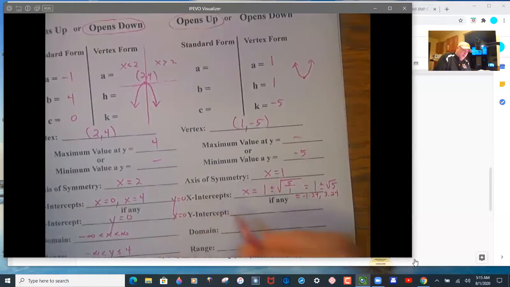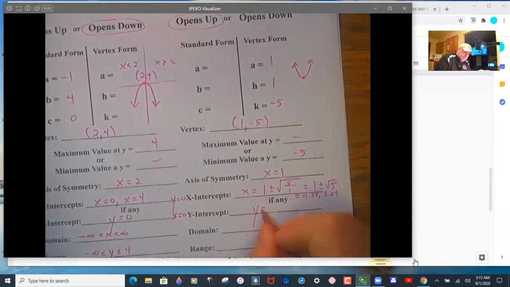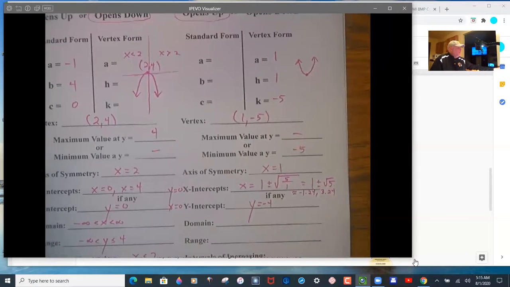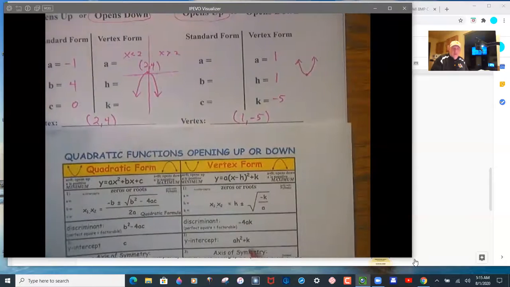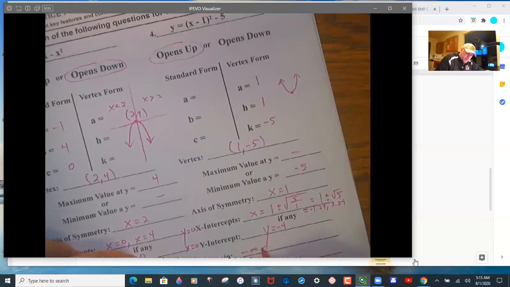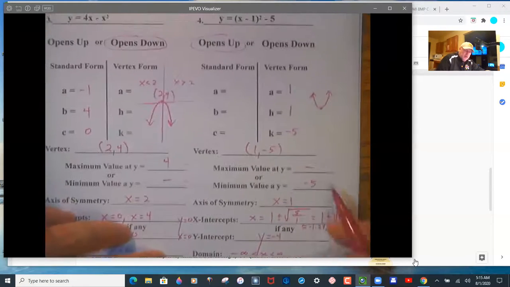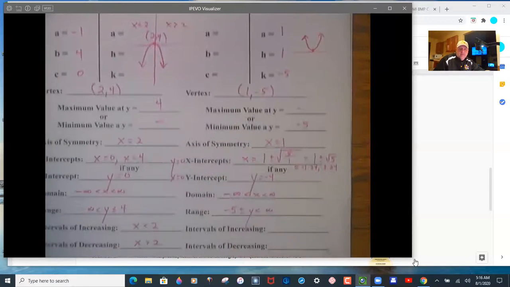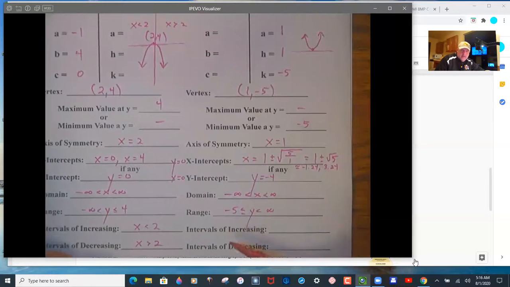Y-intercept, that's when x equals 0. That is going to be -4. Again, from your table, or use the formula here: a times h squared plus k. Domain, all reals. Range, it looks like we have the line at the bottom there through -5, so that's going to be on the left. Okay, so the bottom, if the line goes to the bottom, that value's on the left.